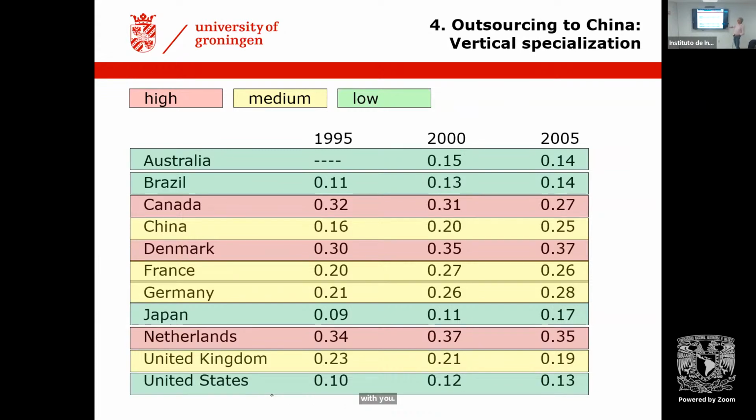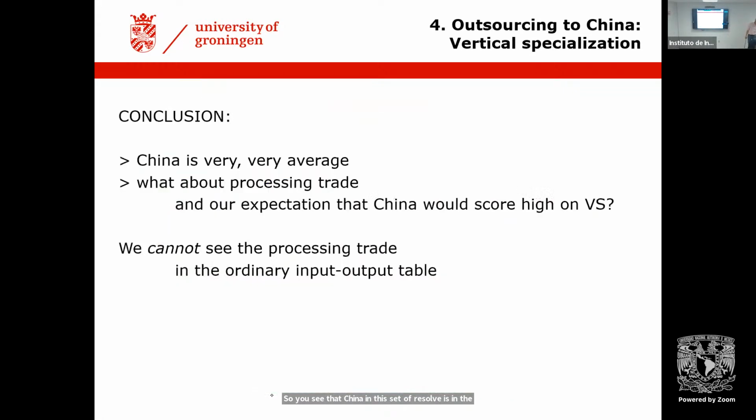So you see that China in this set of results is in the medium set, and certainly not what we expected. So China is very, very average. So what about the processing trade, and in particular our expectation that China would score very high on vertical specialization? The message in this paper is that we cannot see the processing trade because the data do not show the processing trade properly.